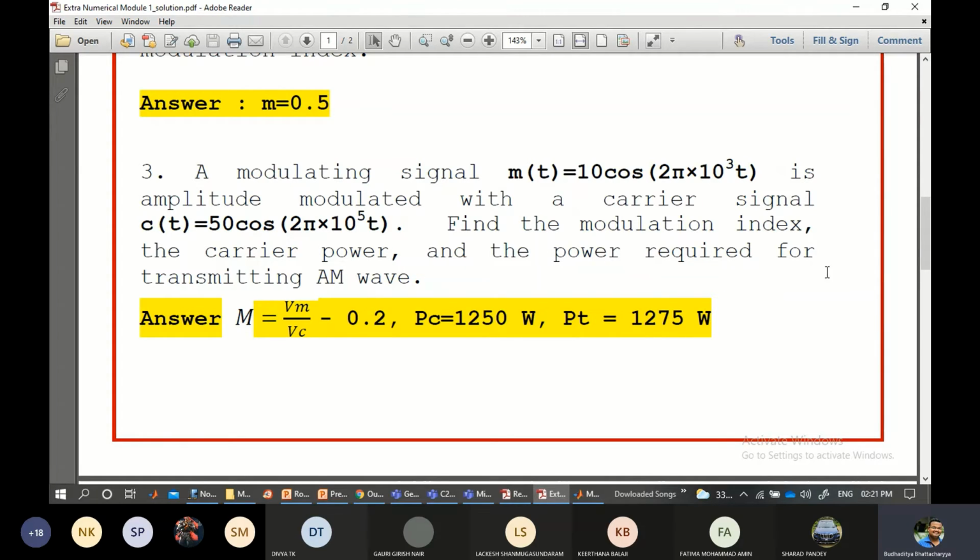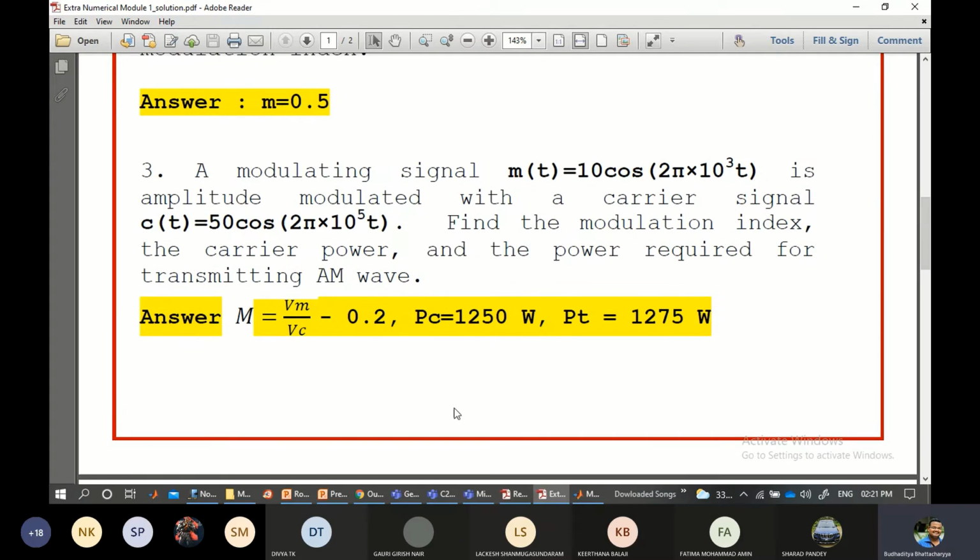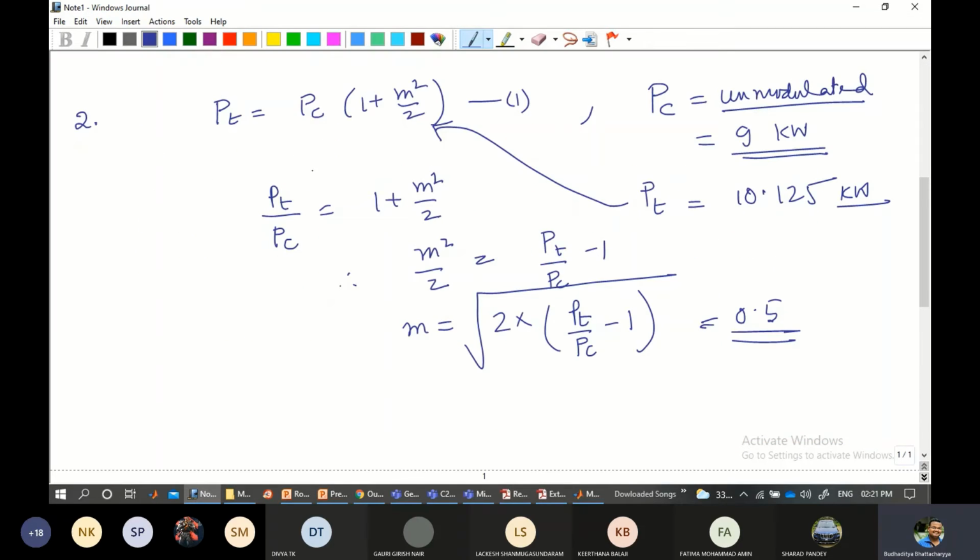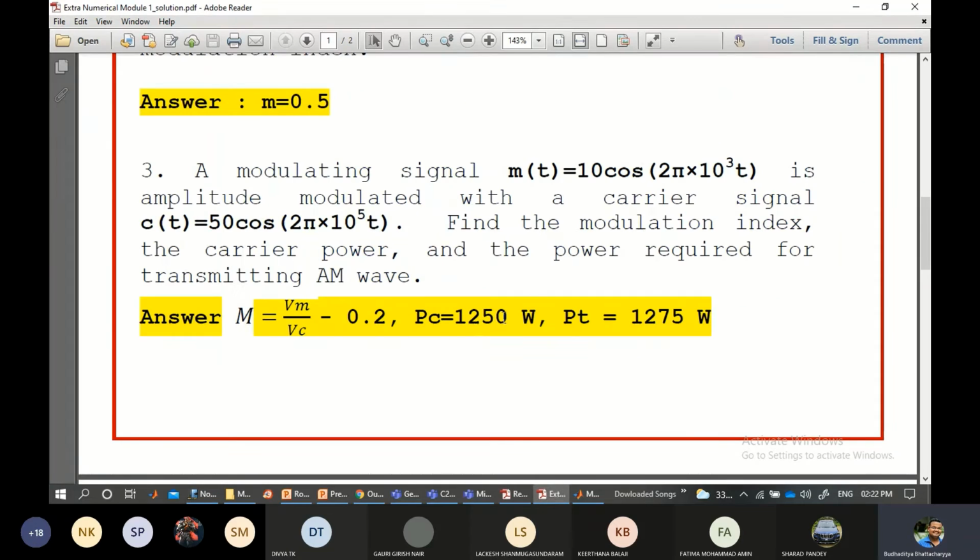Could we use the last, just like the last problem? We could have used this equation, right? PT equals PC(1 + m²/2), because here also we have found out what the modulation index is. But can we use the same technique in this particular question?